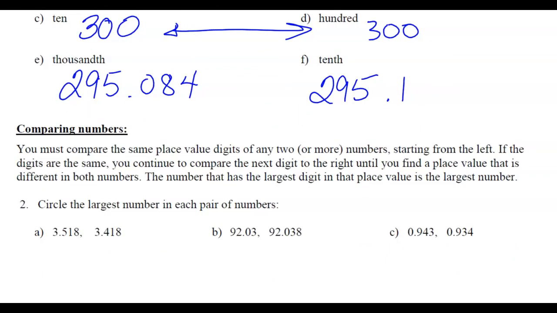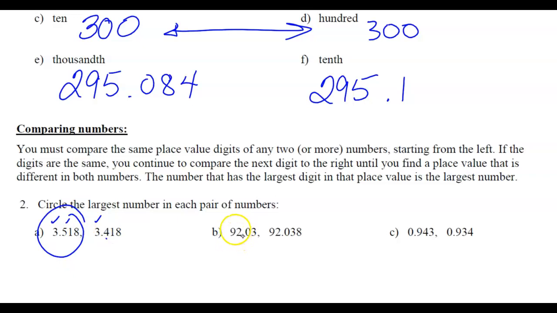Okay, so comparing numbers. You must compare the same place value digits of any 2 or more numbers, starting from the left. If the digits are the same, you continue to compare the next digit to the right until you find a place value that is different in both numbers. The number that has the largest digit in that place value is the largest number. So here, take a look, starting from the left, 3's are the same, decimals the same. So you're looking at the same place value, obviously. And then we've got a 5 here. So this one's bigger than the 4. Pretty easy, even though all the other digits are the same.